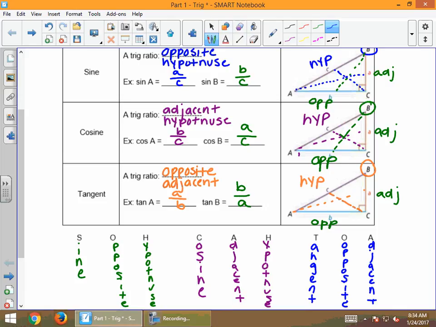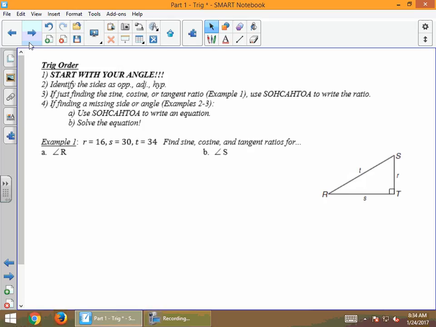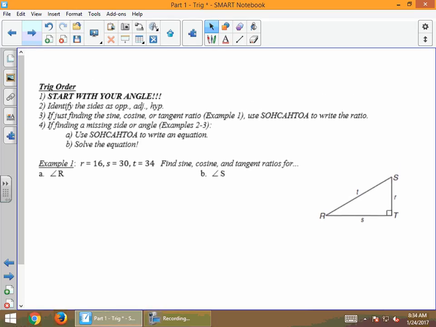If you need to, go ahead and pause. I'm going to move on to the next example just to make sure you get everything down. So now we're going to practice this. Here's kind of the steps for when you're dealing with trig.